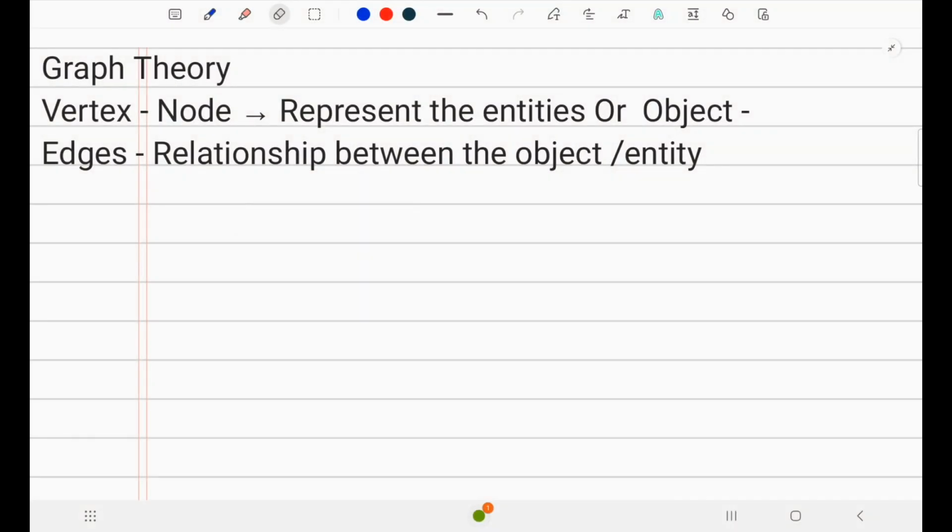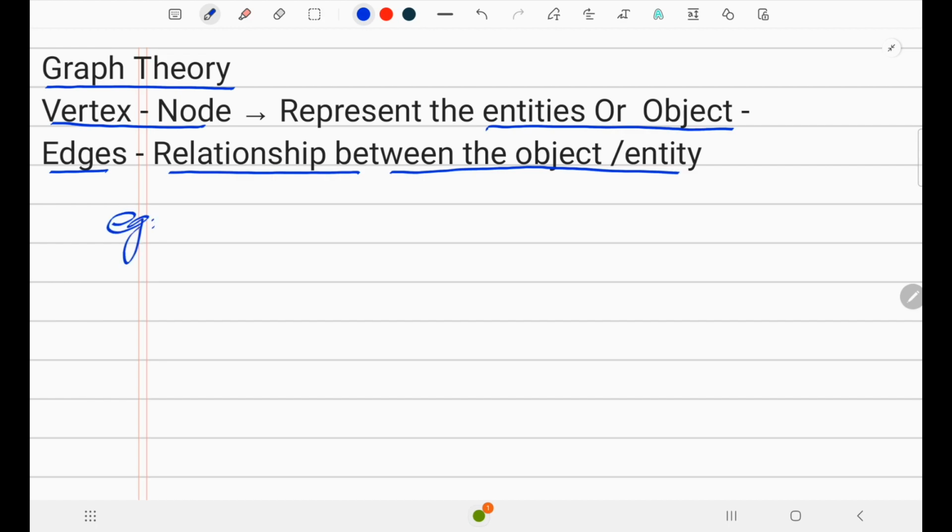Welcome back. Today we're going to discuss some important concepts on graph theory. Already we have discussed graph theory. So graph theory is a part of data structure which has a vertex, meaning a node, which represents the objects, and the edges representing the relation between each object or entity. So a graph is represented as G.